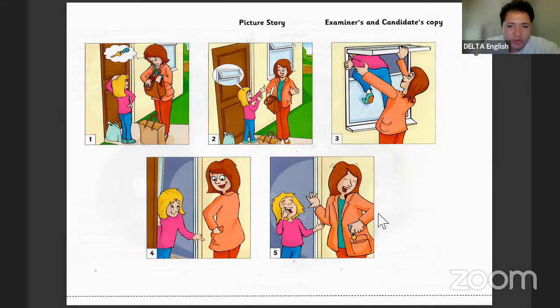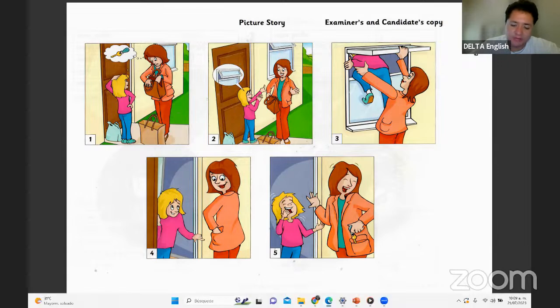Try to start the story with a sequence adverb. For example, you can say once upon a time. You can say long ago.